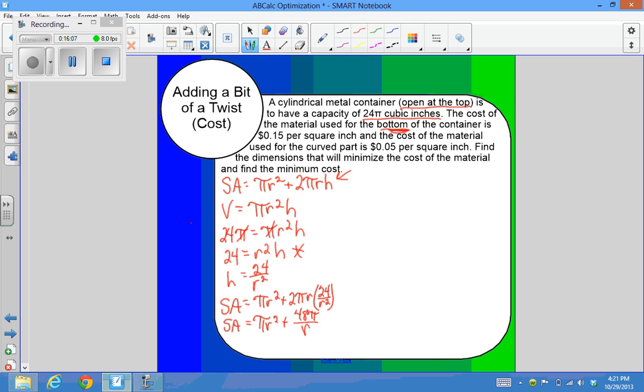So what I'm writing now is a cost equation, and I am going to multiply 15 cents times the area of the bottom. This is still my surface area equation, but I'm going to add in the cost, or technically multiply the cost, plus 0.05 for the cost per square inch of the curved part, which happens to be 48 pi over r.